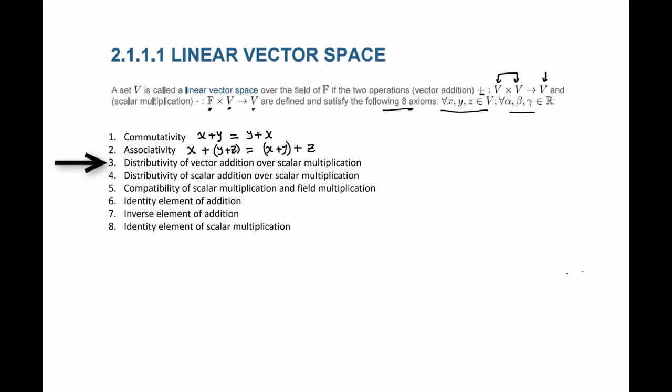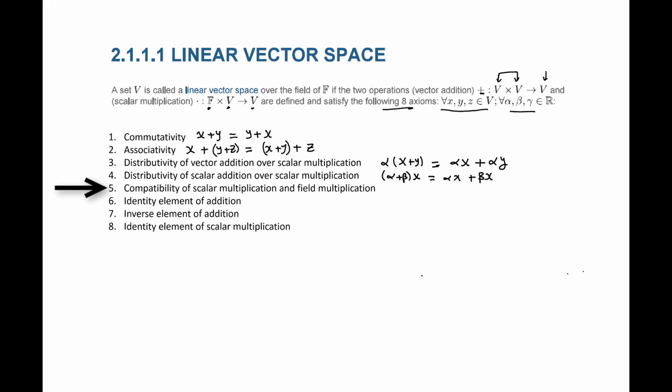The next axiom is the distributivity of vector addition over scalar multiplication. If I add two vectors, x plus y, and I multiply them by a scalar alpha, it's the same as alpha x plus alpha y. So the order is not important. The next axiom is the distributivity of scalar addition over scalar multiplication. If I add the scalars alpha and beta, and then I multiply them by the vector x, this is equal to alpha x plus beta x.